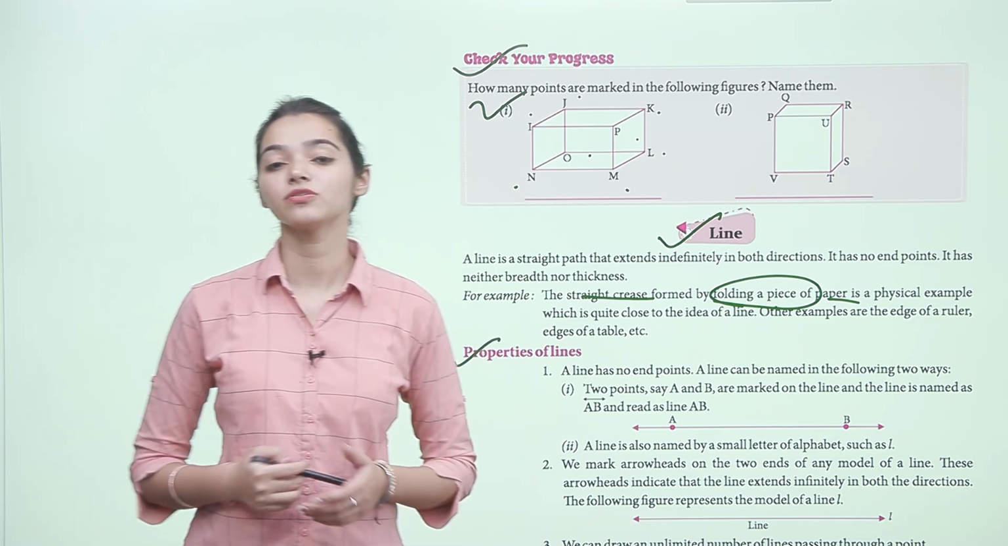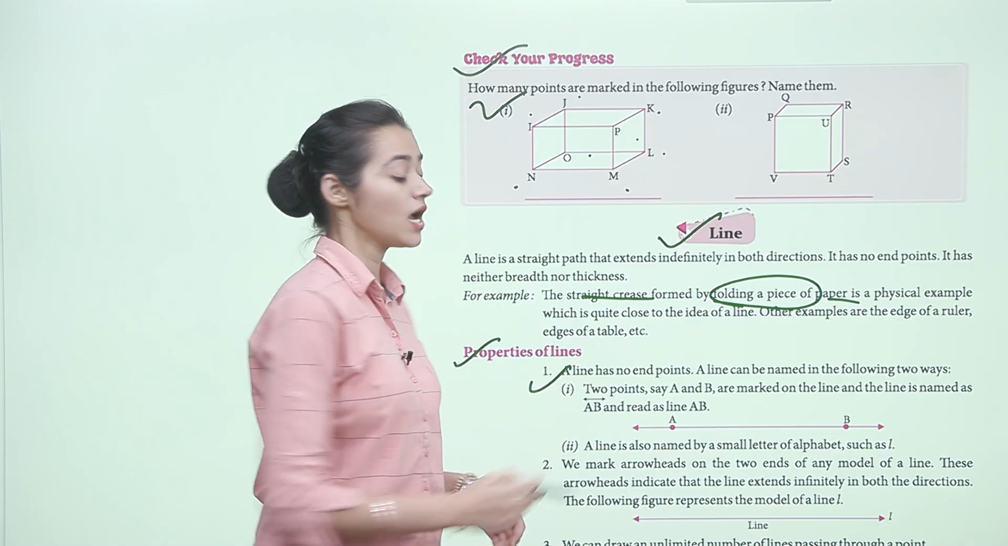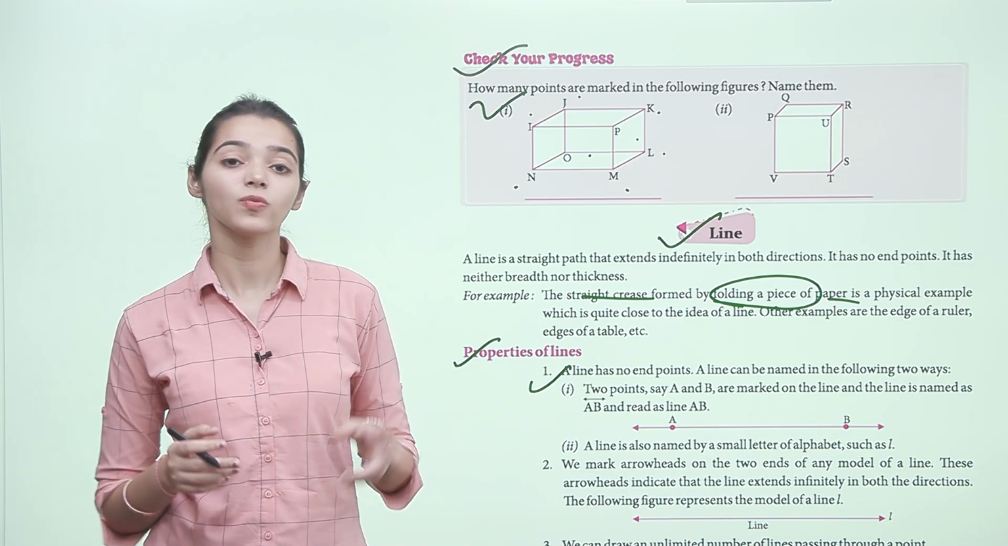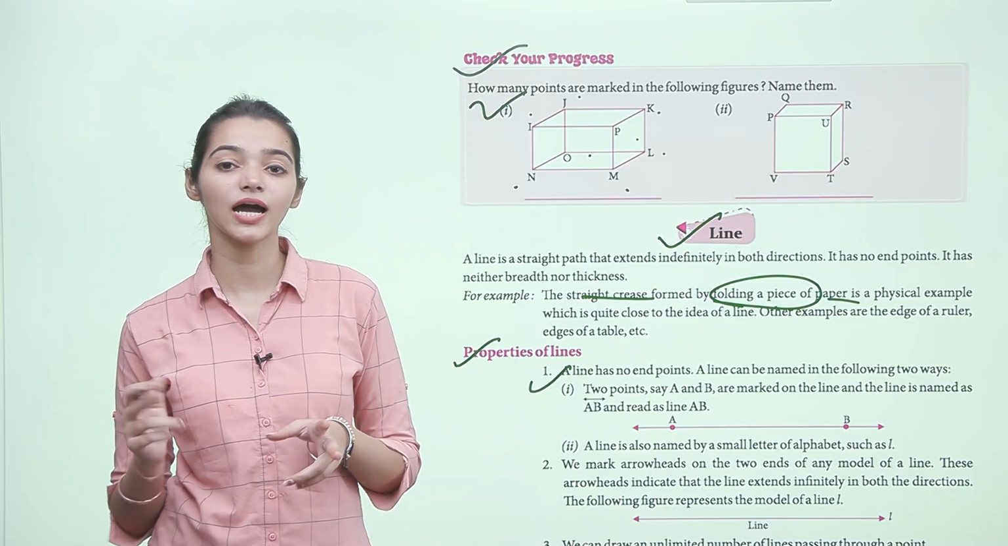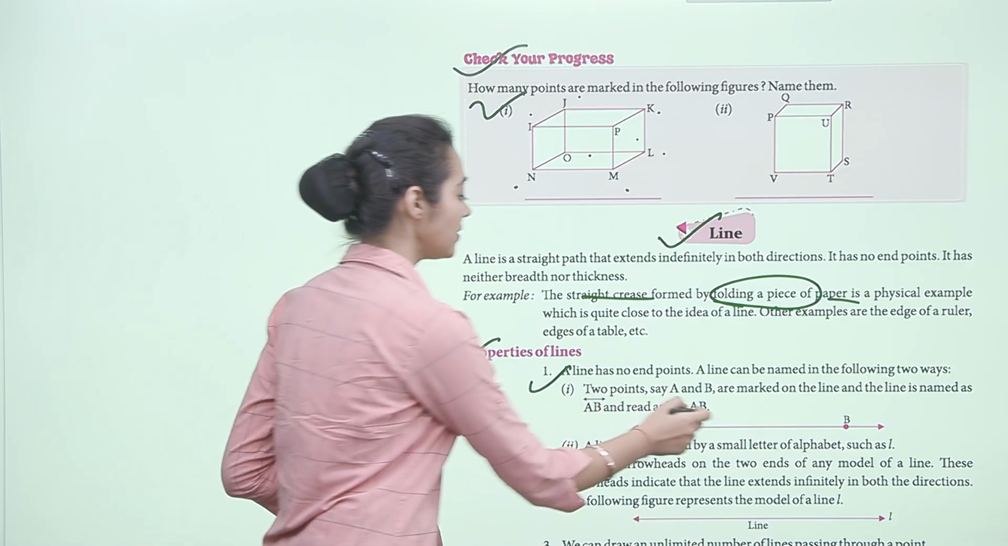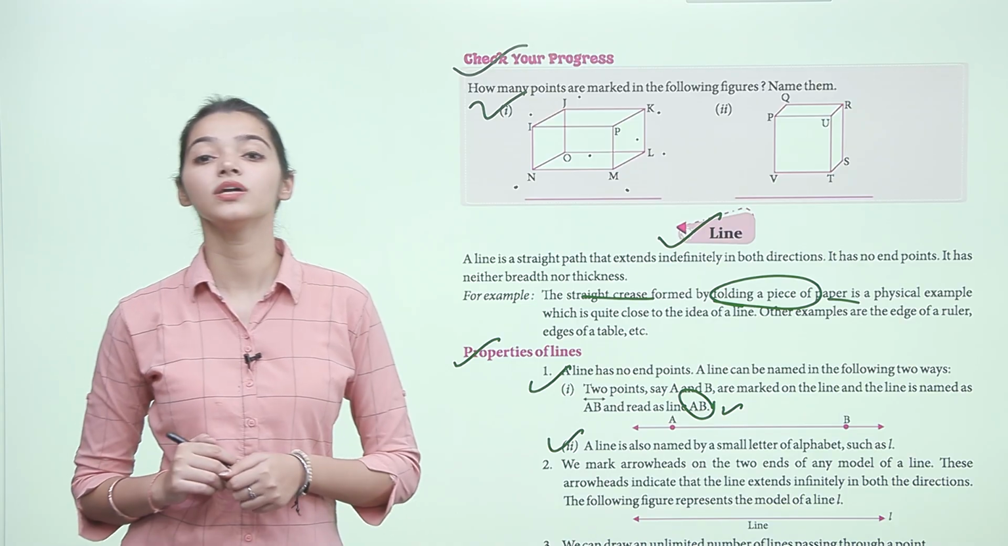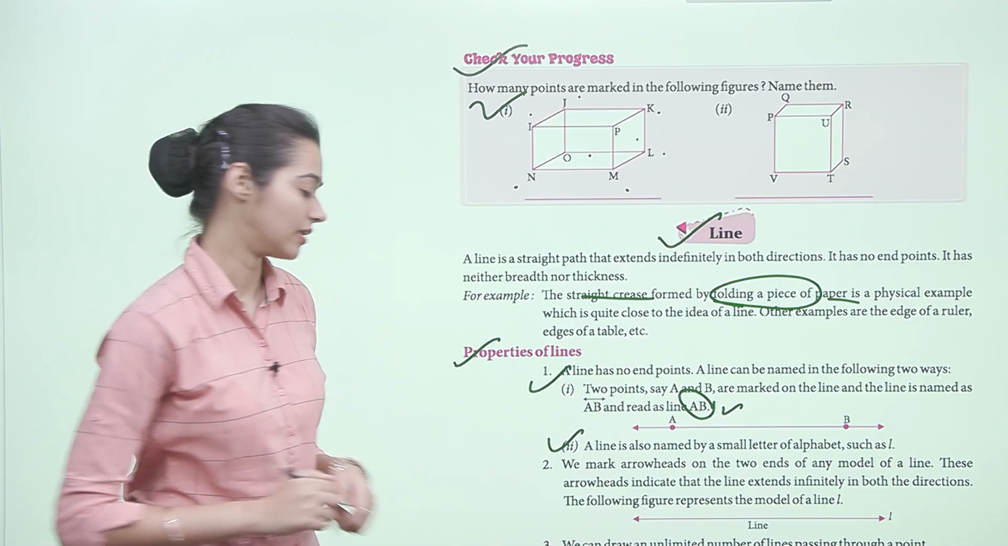Now let's look at the properties of a line. In the first one, a line has no endpoints. A line can be named in the following two ways. 2 points, say A and B, marked on the line, and the line is named as AB and it can be read as line AB. Now a line is also named by small letters of alphabet such as l.